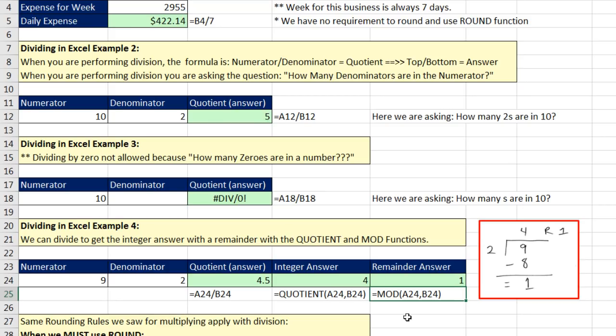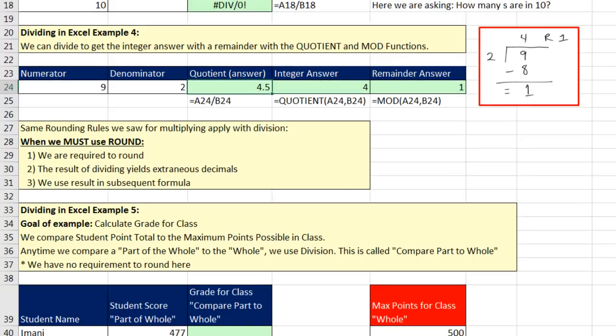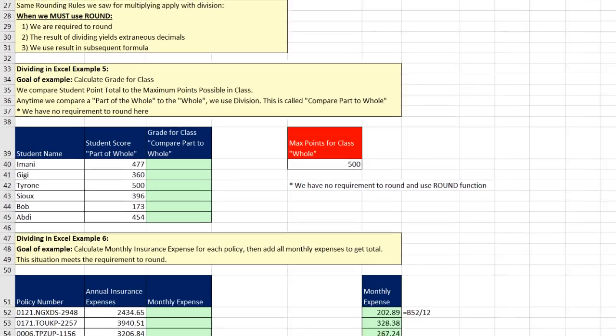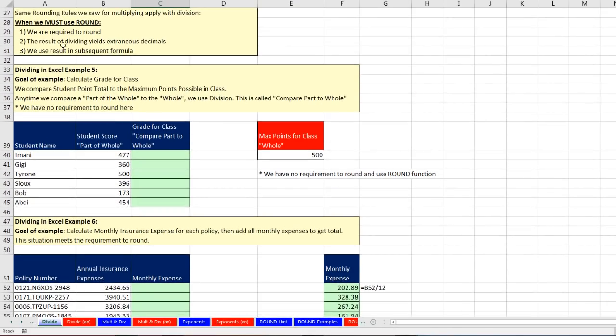Now in this class, I don't think we have any examples where we need to use the mod function for remainder. There may be one or two that we use quotient, but the rest of the time when we're doing division, we're using straight /. Now let's scroll down, and example 5 and 6. Same rounding rules for multiplying apply for division. We'll see one example where we don't have to use round and one example where we do.